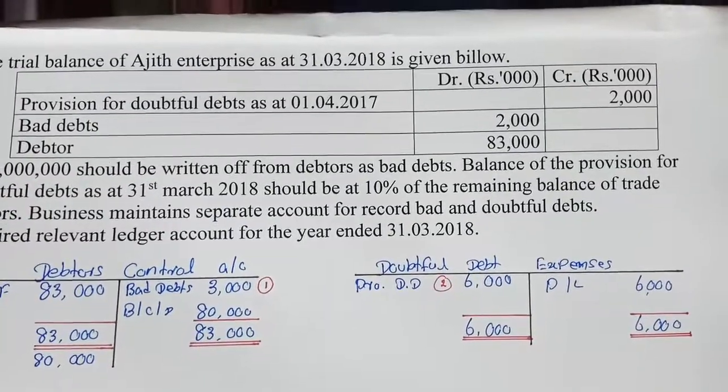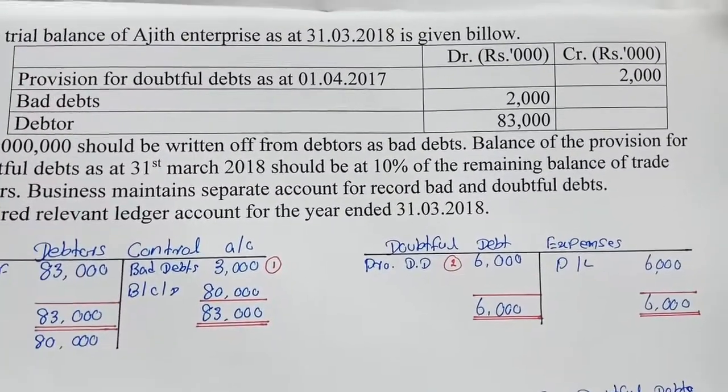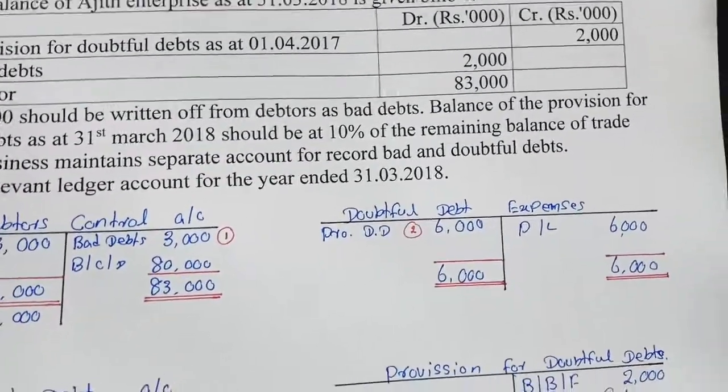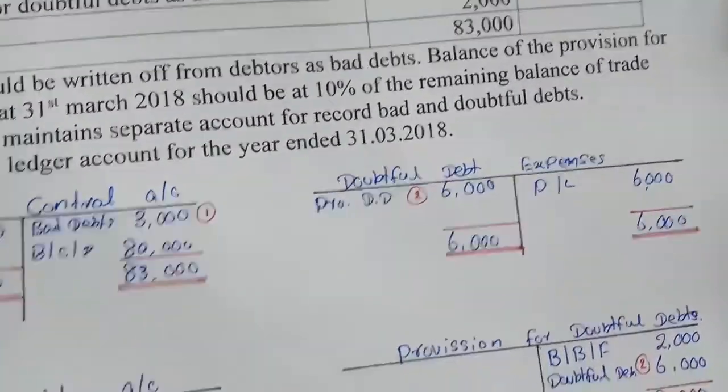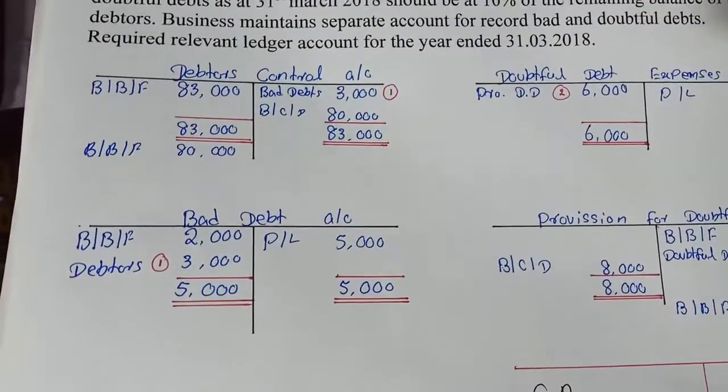Calculated value closing balance 8,000 but opening balance 2,000. Therefore, the difference is under provision. If it is under provision, it should be considered as expense. Therefore, as a bad debts, we have to consider 5,000 total amounts.